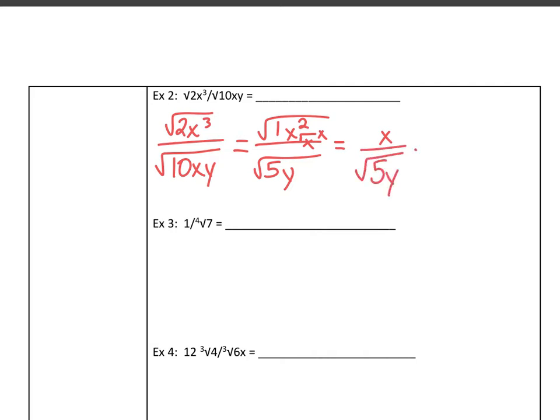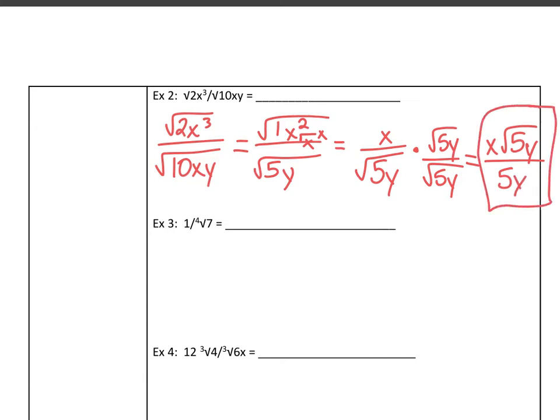How do I get rid of that radical in the denominator? Times it on top and bottom. So this just becomes x square root of 5y over 5y. And this will not simplify further, okay? Because the x over 5y cannot be simplified. And then square root of 5y, there's no other square root on the bottom that I could even try to simplify with because I got rid of it. So just leave it like that.